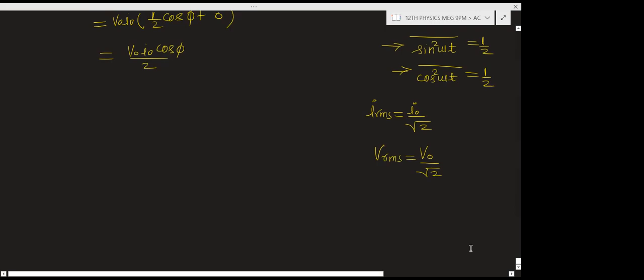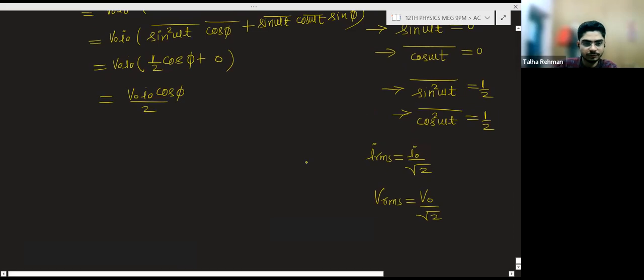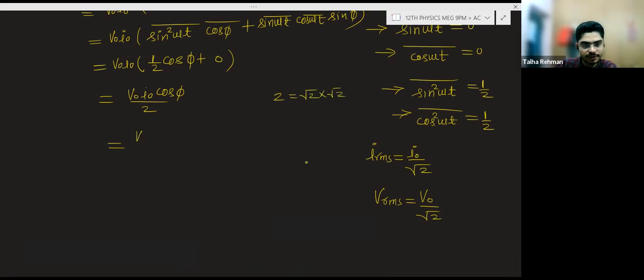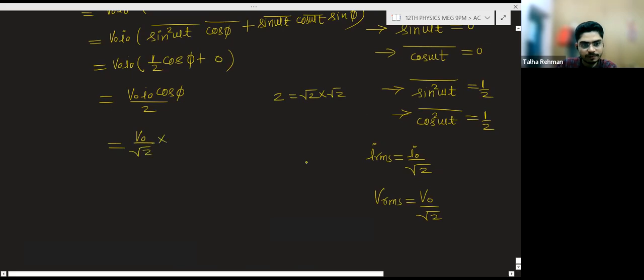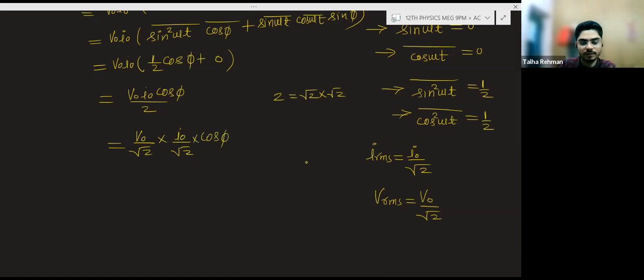Maximum current and maximum voltage. So I can write this 2 as root 2 into root 2. So this can be written as V naught by root 2 multiplied by I naught by root 2 multiplied by cos phi. What is V naught by root 2? VRMS. What is I naught by root 2? IRMS. What is cos phi? Cos phi is cos phi. So this is your average power.